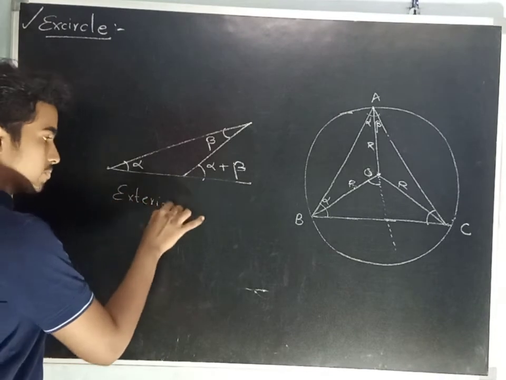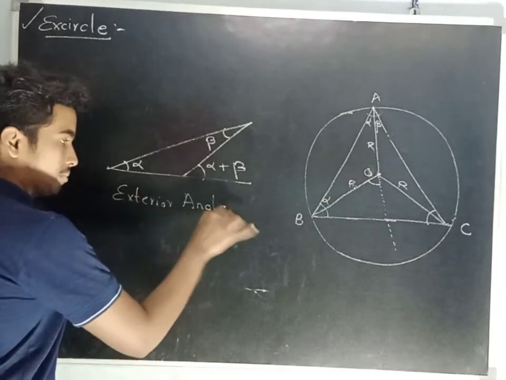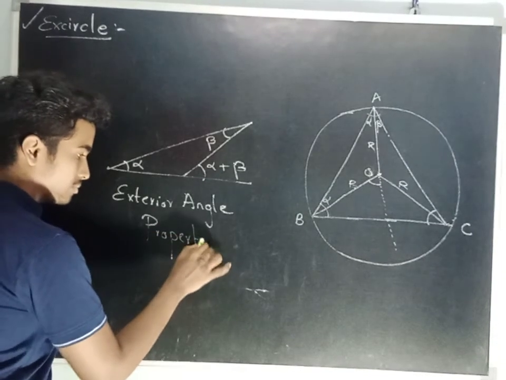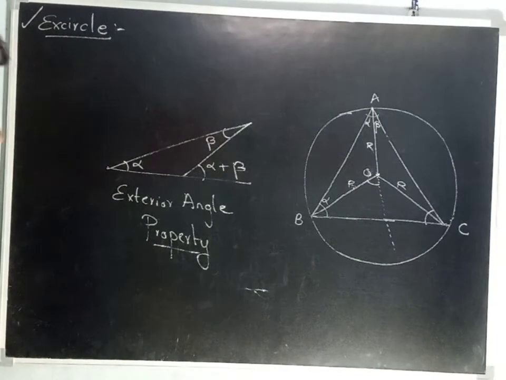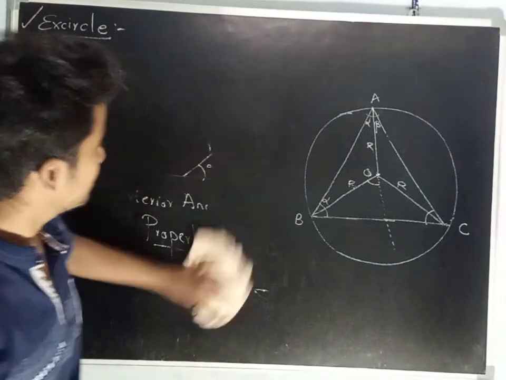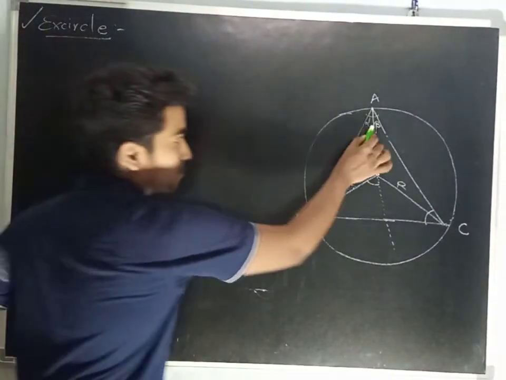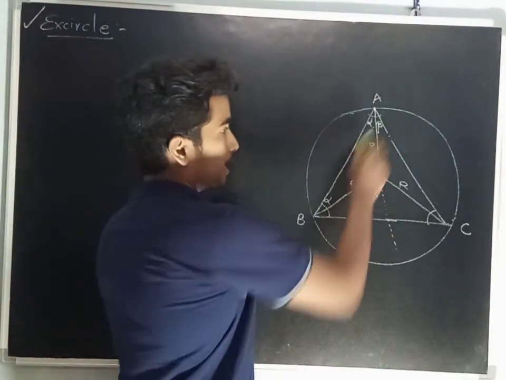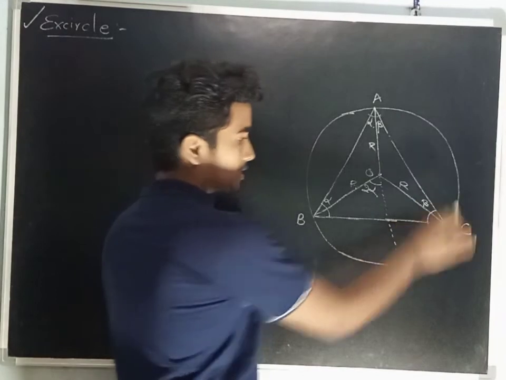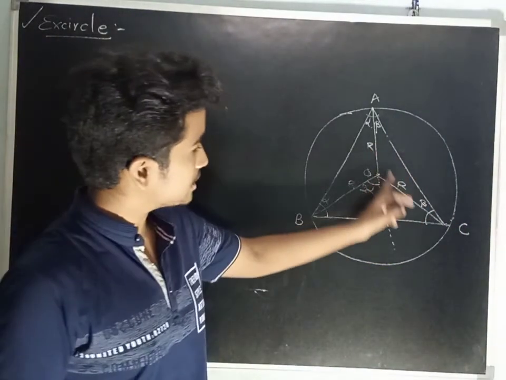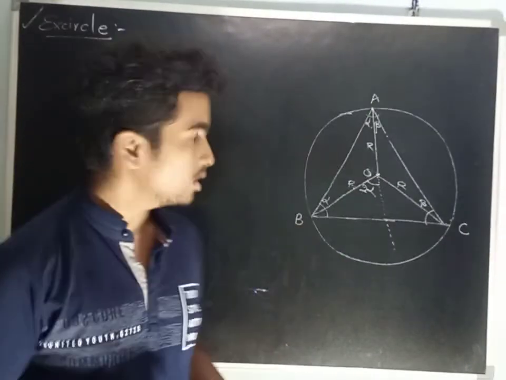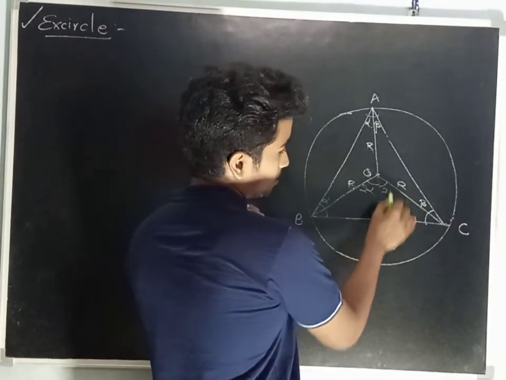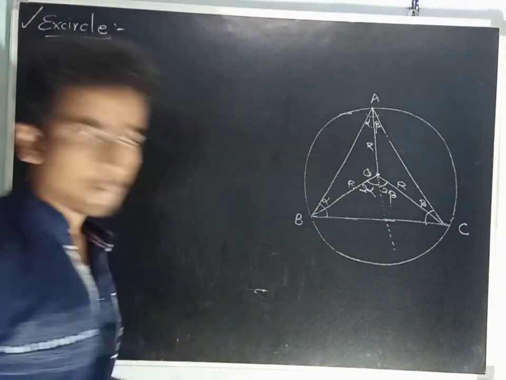Exterior angle property. Right? The same property I am using here. Here if it is alpha and it is alpha, then here it is going to be 2 alpha. And if it is beta, then here is also going to be beta because their sides are equal, so their opposite angles are also equal. If it is beta, then this angle is also going to be 2 beta as per the exterior angle property.